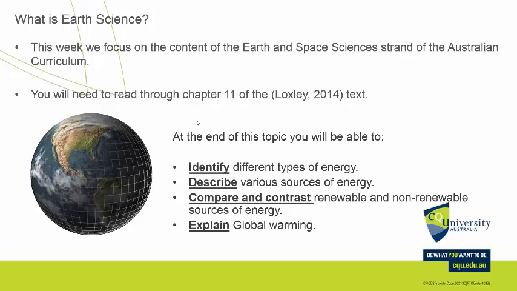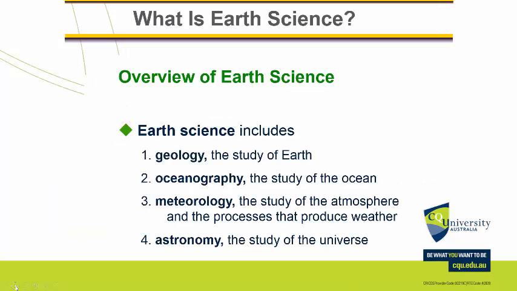It's a strand of the Australian curriculum, and if you read through Locksley chapter 11, it gives you a really good idea of what is involved with Earth science. We'll expand on that in a minute. At the end of this topic, you should be able to do 4 things: identify different types of energy, describe various sources of energy, compare and contrast renewable and non-renewable sources of energy, and also explain global warming. So obviously we're taking a very environmental focus, even though we could take a very systemic focus to Earth sciences because it's a very broad area, and I'll explain what I mean.